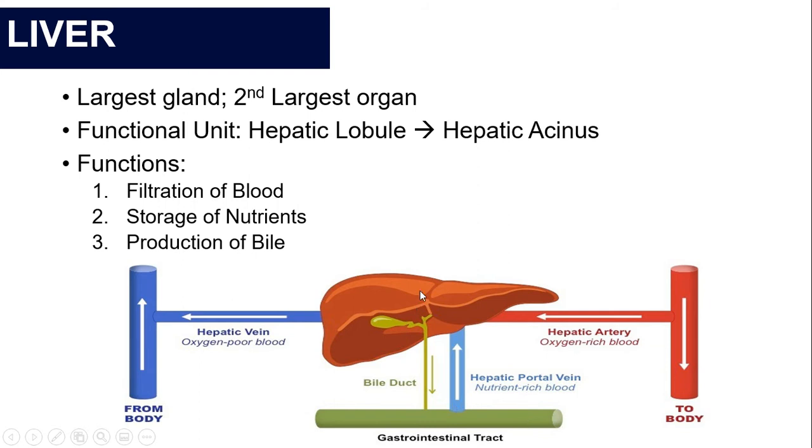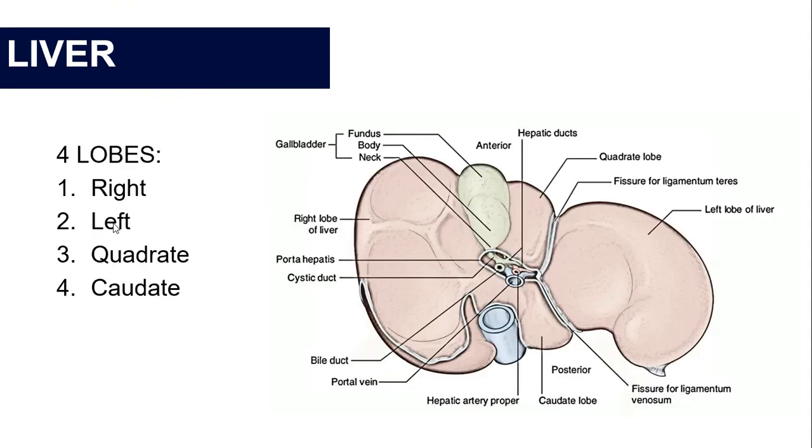So it will then enter your liver to be filtrated, absorbed and stored. Some of it will be stored in the liver, and after that it will go towards your hepatic vein, wherein there is oxygen-poor blood, and go towards your heart again for pumping, so that it can undergo oxygenation again. Aside from that, we have four lobes of our liver.